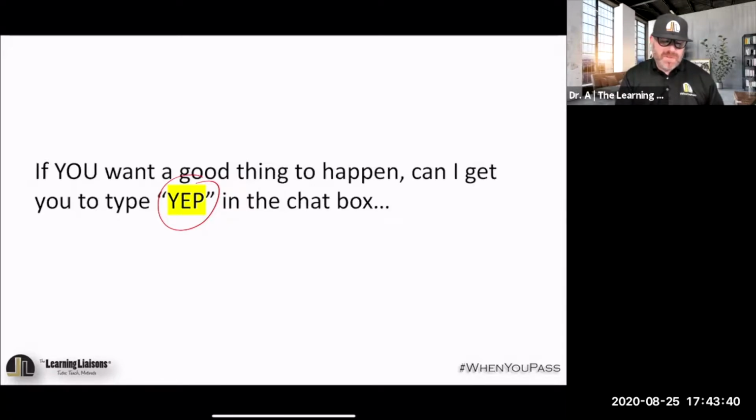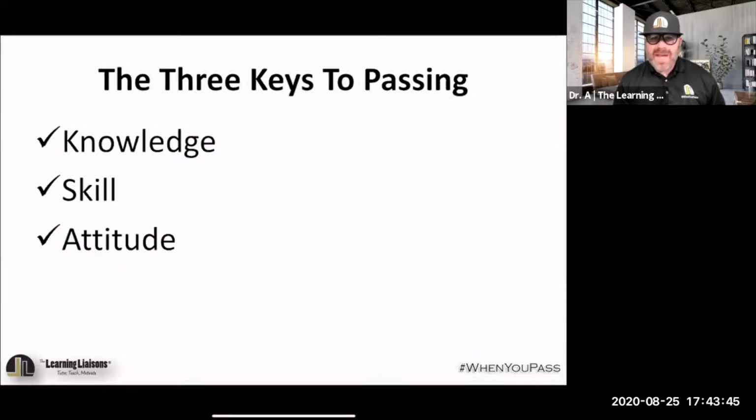Awesome, awesome, awesome. So there are 3 keys to passing this exam. This is a theme that runs through all of our trainings here at the Learning Liaisons for both leadership and teachers. That's knowledge, skill, and attitude. I'm going to go through these real quick, and I'm going to turn it over to Paulie.